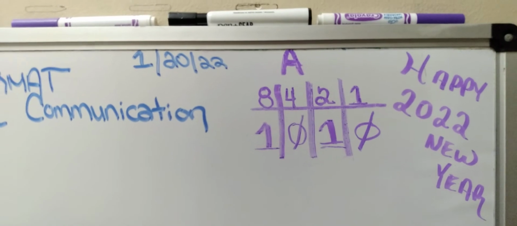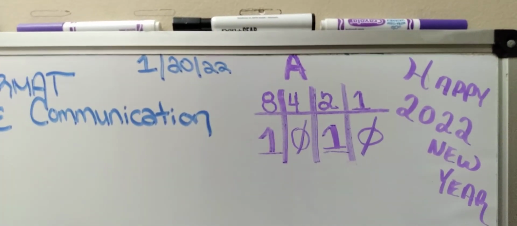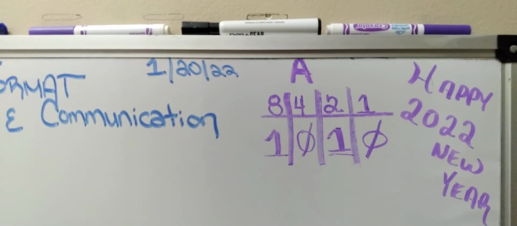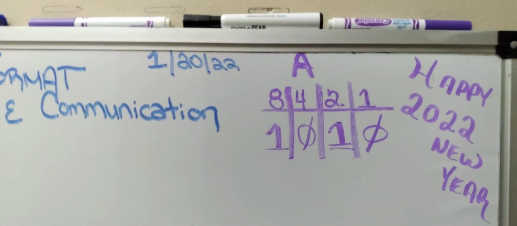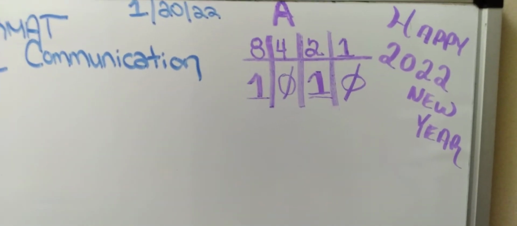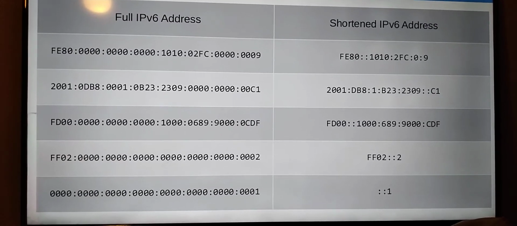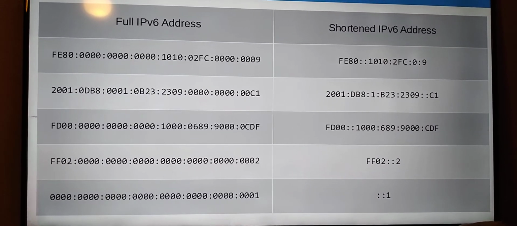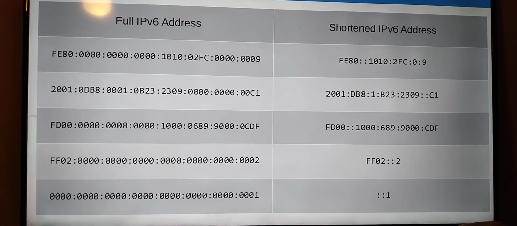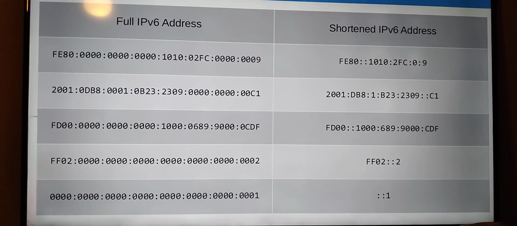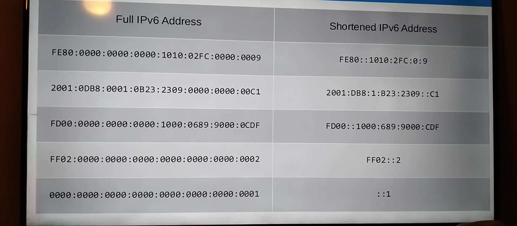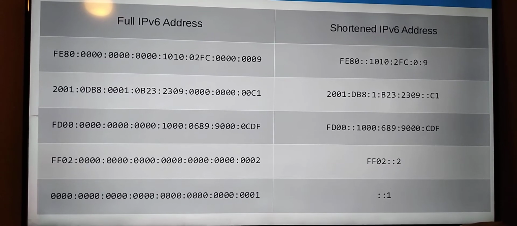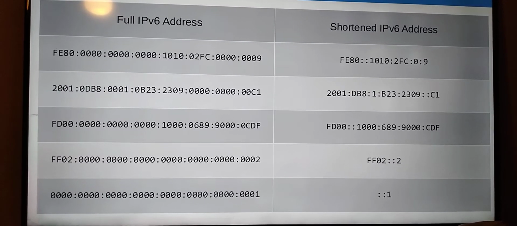So let's do the math here. We will have 8 quartets. A quartet is a group of 4 hexadecimal digits. That's the definition. How many bits is that? Is it 16 bits? That's in a quartet, and we are going to have 8 of these. What is 8 times 16? It is 128, and that's the number of bits we have in the address.